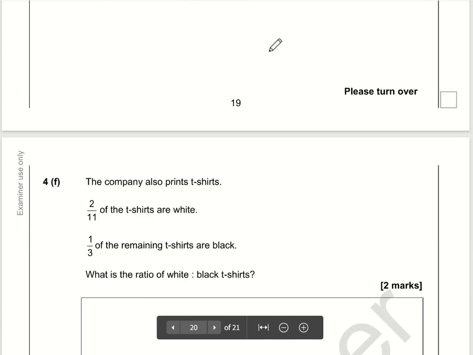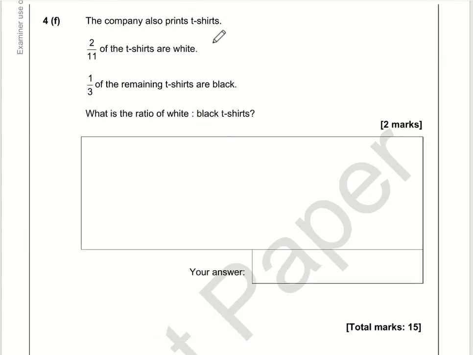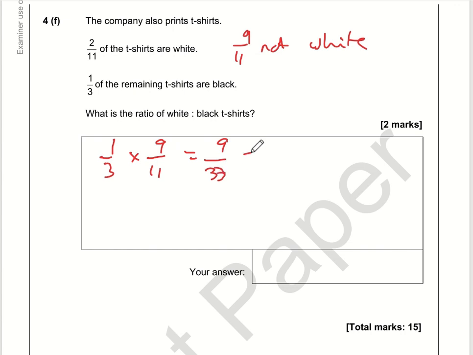Question 4F, this is a difficult ratio question. So we know that 2/11ths are white, so therefore 9/11ths are not white. And 1/3 of this are black. So what is 1/3 of 9/11ths? So remember, of means times. So 1 times 9 is 9, 3 times 11 is 33, and this fraction can be simplified. Divide top and bottom by 3. We have 3, we have 11.